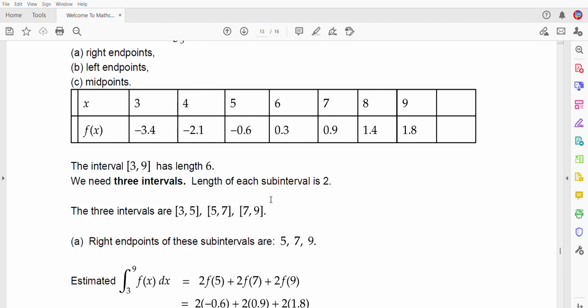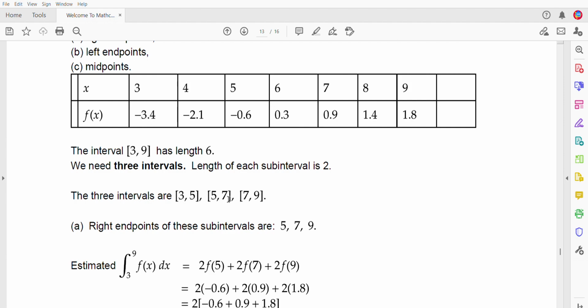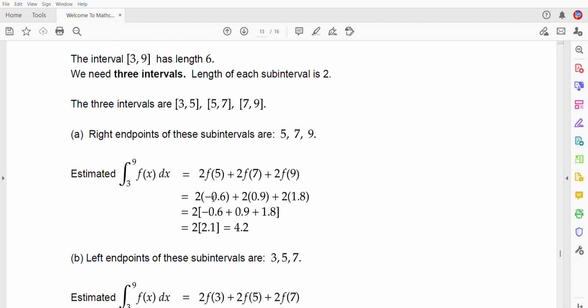Using right endpoints, the right endpoint of the first one is 5, the second is 7, the third is 9. My estimated definite integral is width times height, width times height, width times height. F at 5 is negative 0.6, f at 7 is 0.9, f at 9 is 1.8. Those are the numbers we use for f. Okay, that's your final answer.